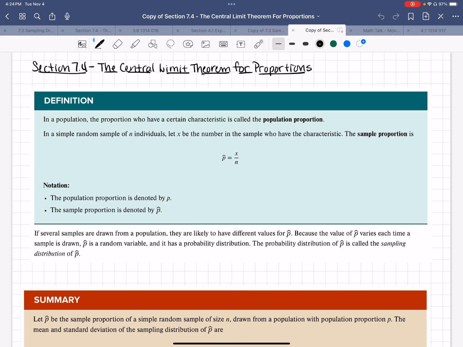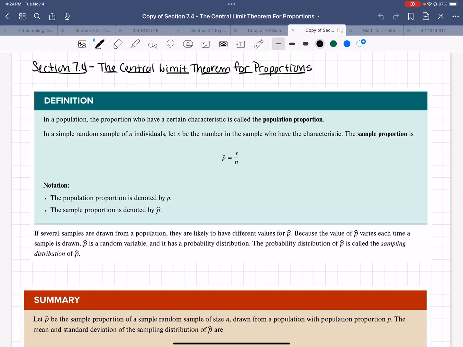Okay, guys, we are on section 7.4, the central limit theorem for proportions. In a population, the proportion who have a certain characteristic is called the population proportion. In a simple random sample of n individuals, let x be the number in the sample who have the characteristic. The sample proportion is p hat equals x over n.